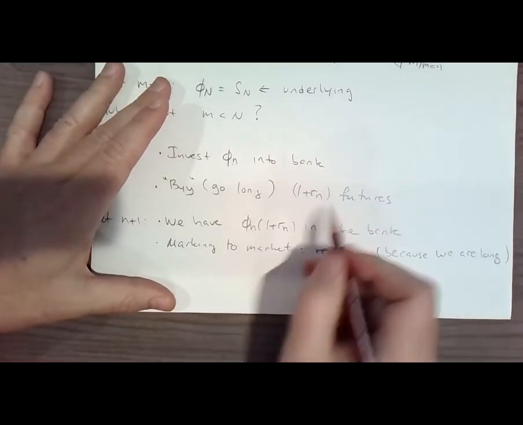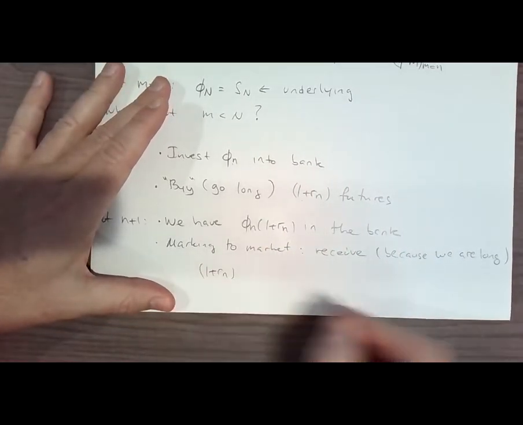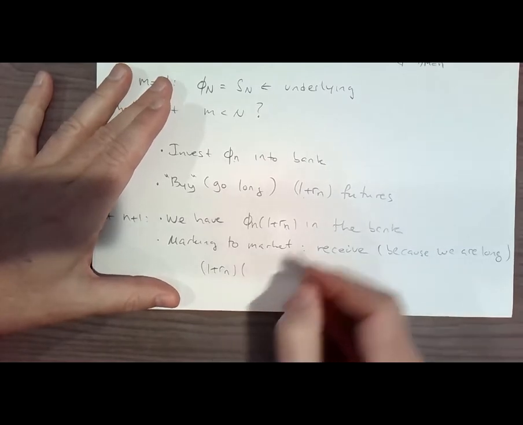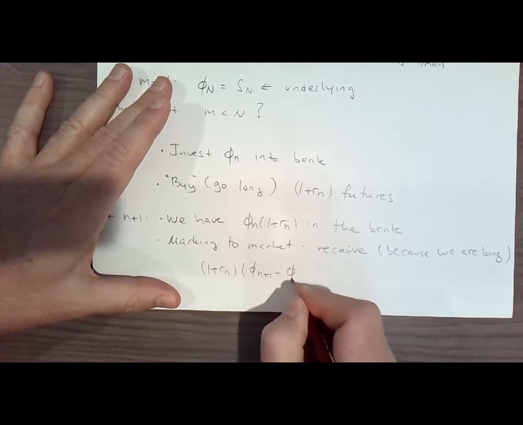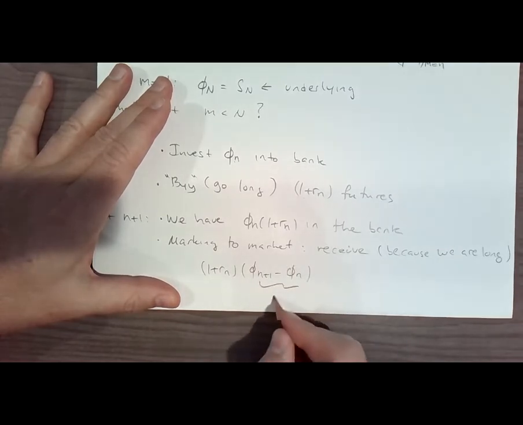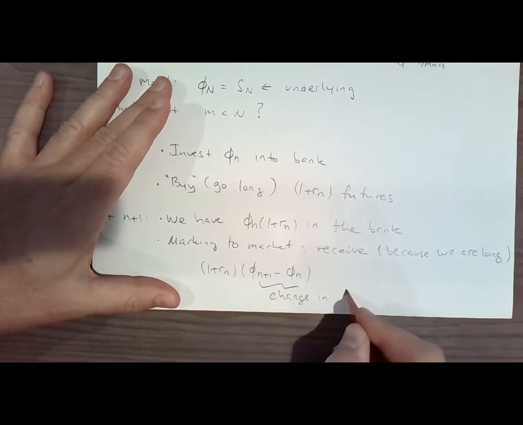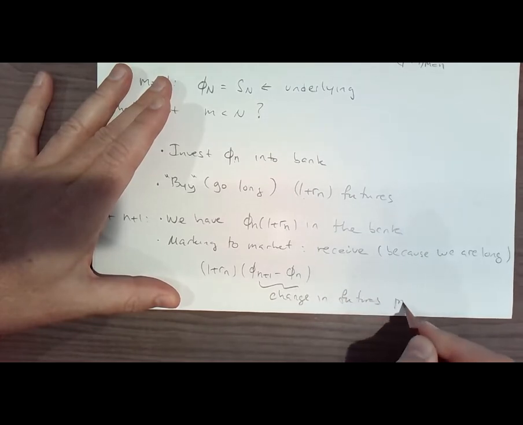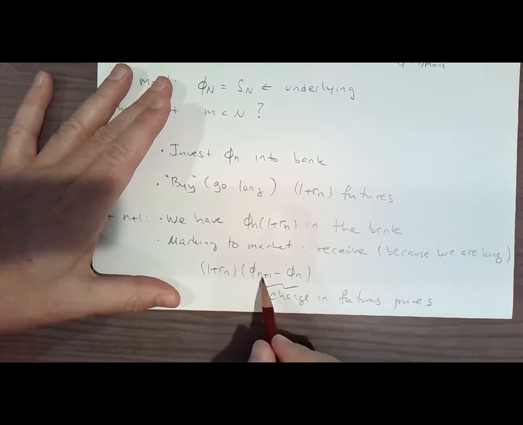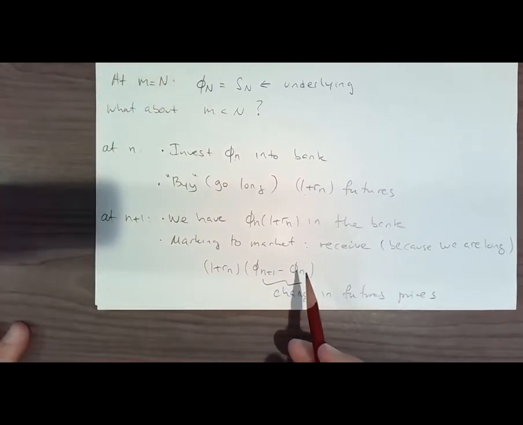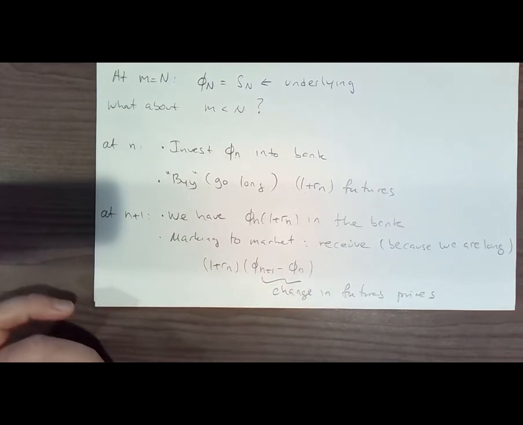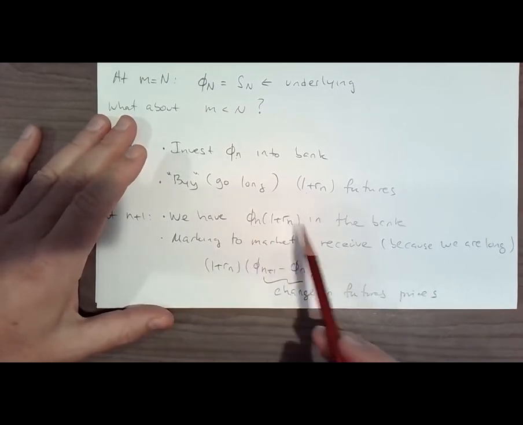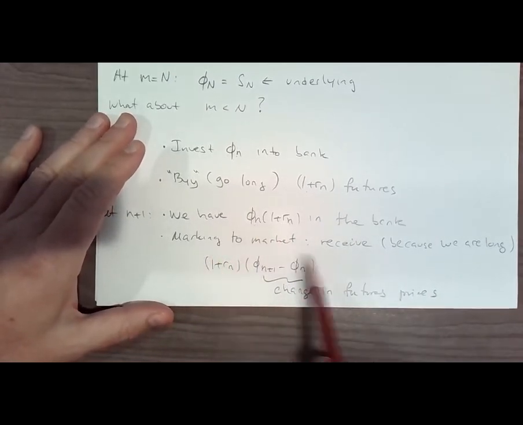We want to receive how many futures do we have? Well, we have 1 plus Rn. That's the number, and then the price, the change in the futures price: phi n plus 1 minus phi n. This is the change in futures price. So this was the fair futures price at time n, and this is the fair futures price at time n plus 1. So this is how much we have, and then we're going to get this payment.